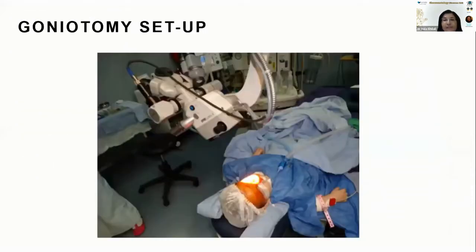This is the goniotomy setup. Now, the surgeon is seated on the temporal side of the eye that will be operated. The microscope is inclined at an angle of 45 degrees, and the head of the patient is tilted away from the surgeon.